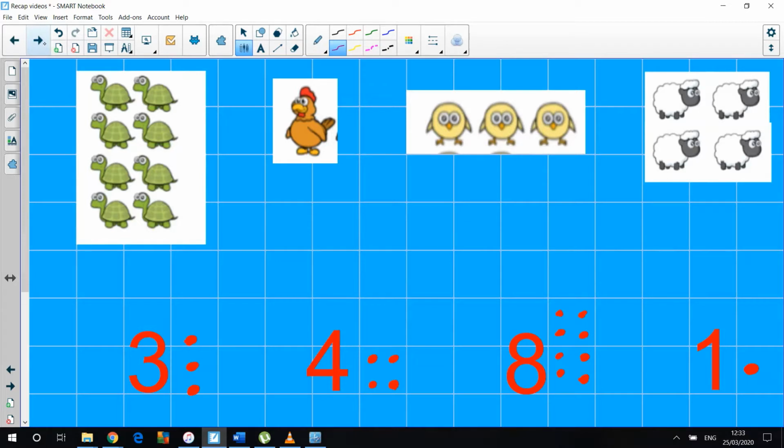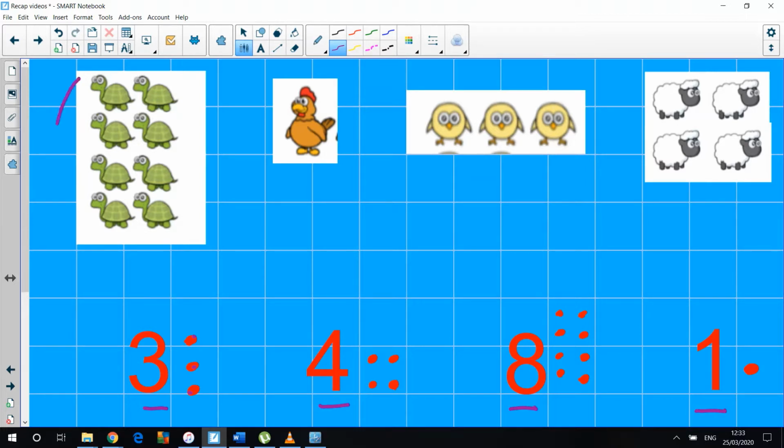So I'm given this first challenge. What I'm going to do is look at the numbers across the bottom. I've got the number 3, the number 4, the number 8 and the number 1. Now what I've done is I've put dots next to the number. If you like, you can draw dots next to any number or any representation of a number to help you with understanding what that number is. So here I've got 3 and 3 dots. So what I'm going to do is count.